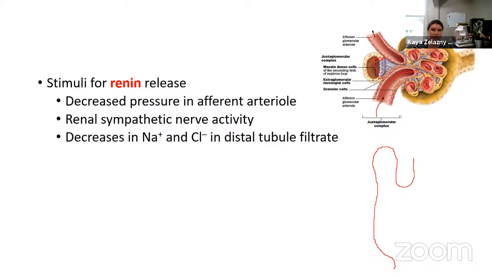Since we have obligatory movement of the sodium and chloride into the medulla to maintain its osmolarity, if these are super low, that's usually because we didn't get enough flow into the nephron. And so that's another roundabout signal that we don't have enough blood coming to the kidneys, probably because we don't have enough blood flow in general. So those are stimuli for renin release.